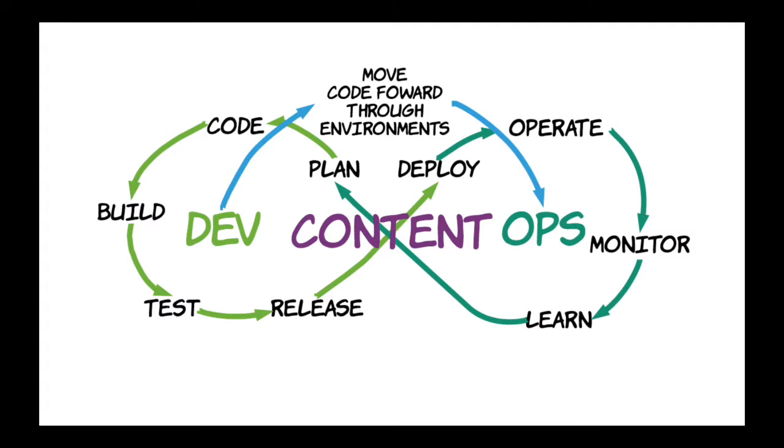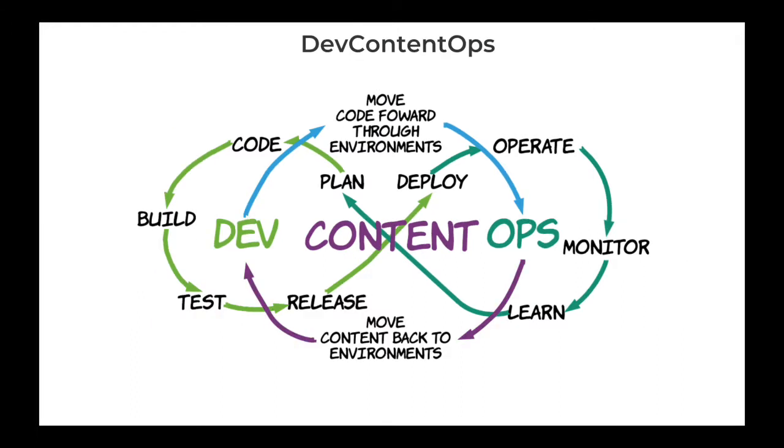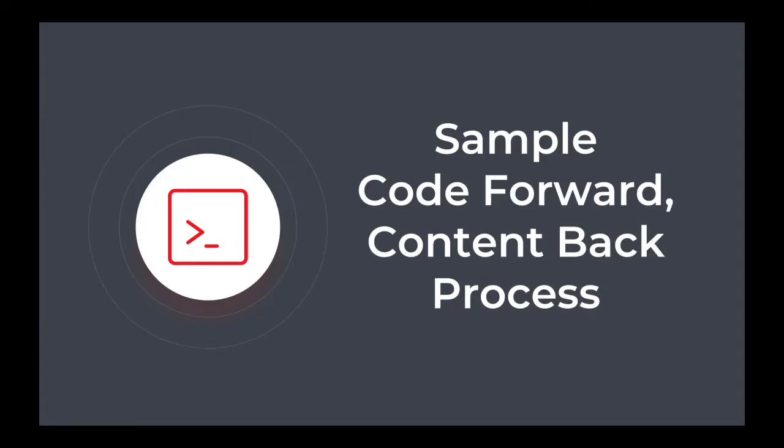DevContentOps allows content authors and DevOps to work seamlessly without any friction or pain points. New innovation in the form of code can continuously be moved forward into the production authoring environment and published to delivery without interrupting authoring processes. And content created in production can easily be moved back to lower development environments to support the innovation process. To illustrate the code-forward, content-back process, let's look at a simple real-world example.